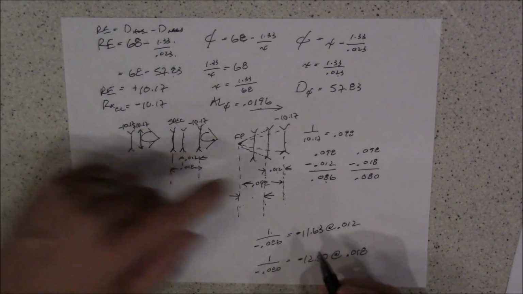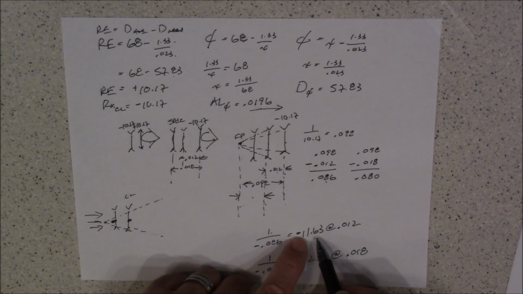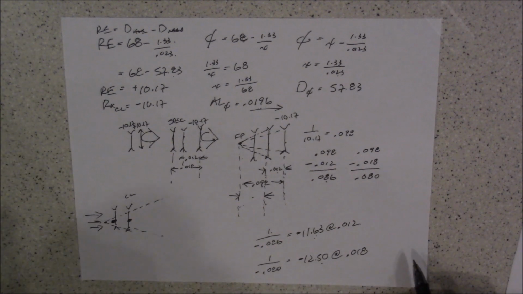All right, so we started out with a contact lens that is 10. We have a spectacle lens that's 11.63. That's definitely more than that. And then this guy should be definitely more than this guy over here.